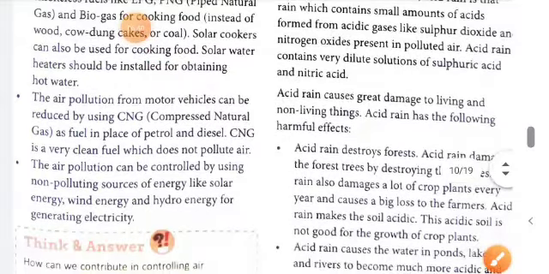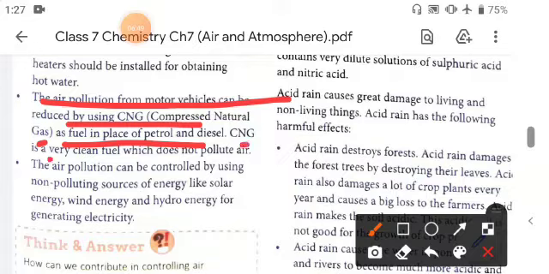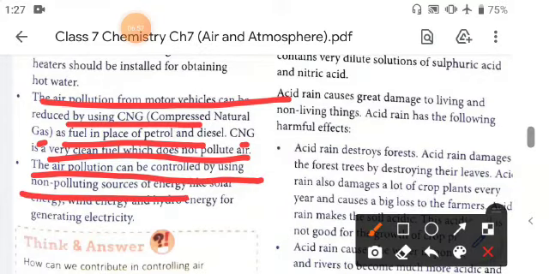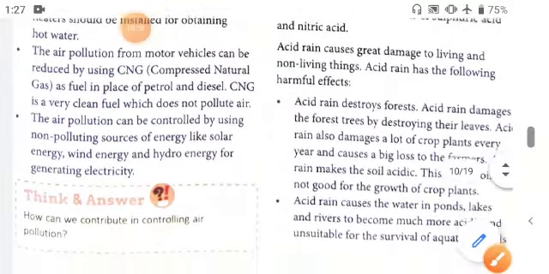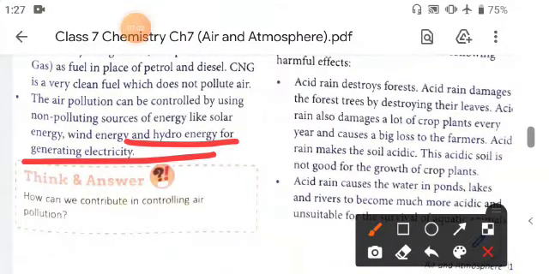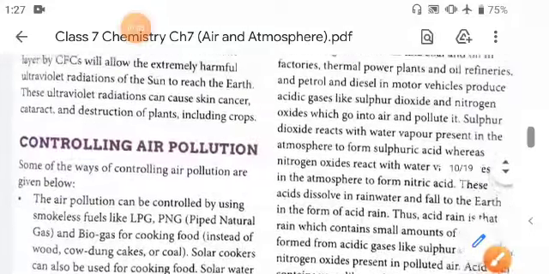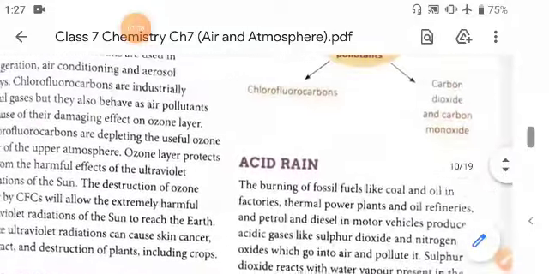The air pollution from motor vehicles can be reduced by using CNG, that is compressed natural gas, as fuel in place of petrol and diesel, and CNG is very clean fuel which does not pollute air. And the air pollution can be controlled by using non-polluting sources of energy like solar energy, wind energy, and hydro energy, generating the electricity. Now next thing is acid rain.